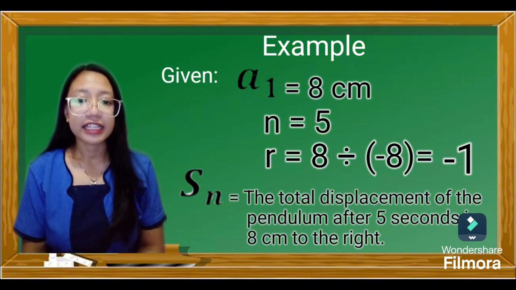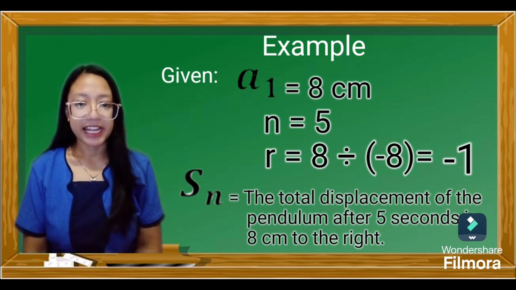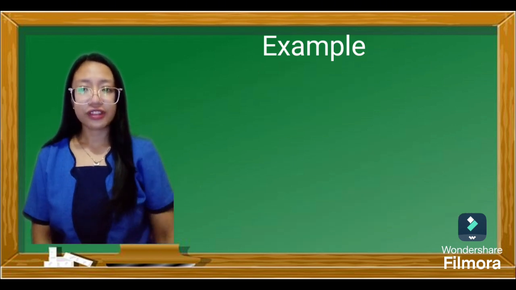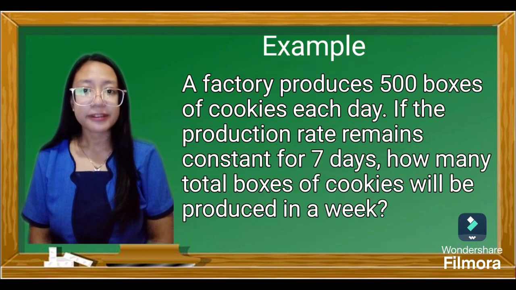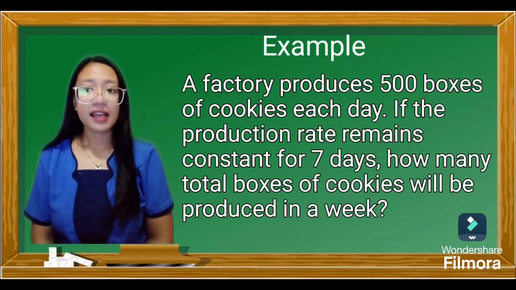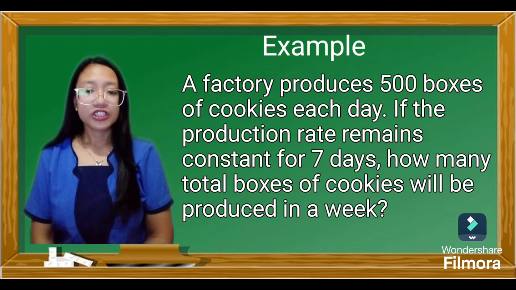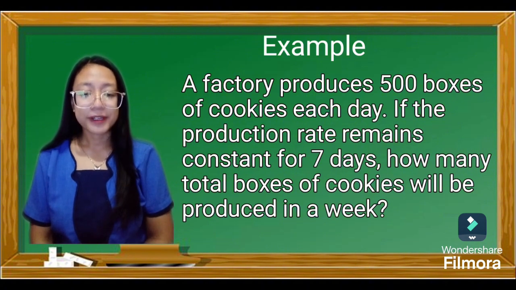Kahit naman na ilagay niyo siya sa formula, ganun pa rin ang magiging sagot niya. Yung first term pa rin. So, let's have another example. A factory produces 500 boxes of cookies each day. If the production rate remains constant for 7 days, how many total boxes of cookies will be produced in a week? So, ang solution natin dito ay, first, hanapin ulit natin ang mga given.